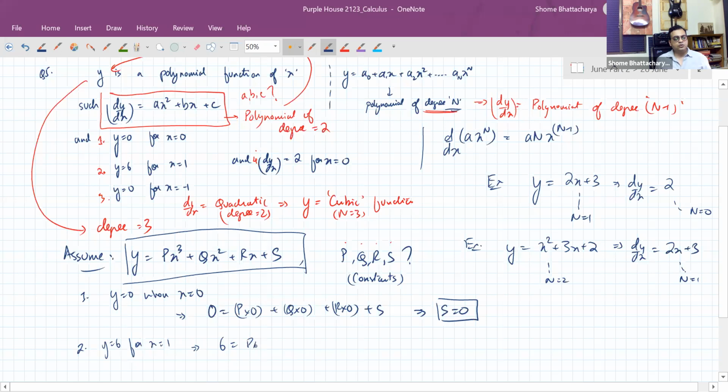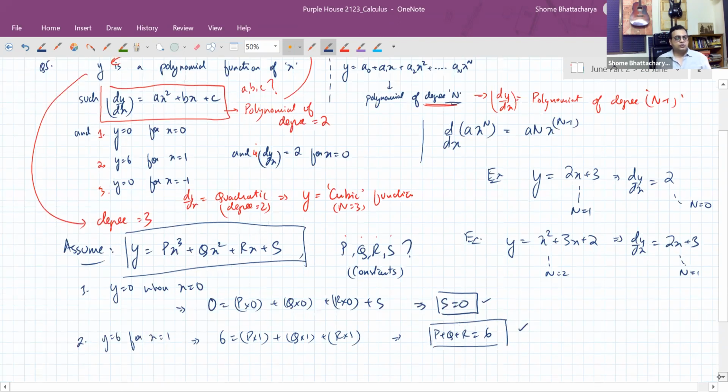So p into 1, plus q into 1 again, plus r into 1, and s is already 0, so I'm not substituting this because I've already taken s as 0. So this should be 6. So what equation is this telling me? That p plus q plus r, the sum of these three terms, is equal to 6. So this doesn't directly give me the values of p, q, r, but it gives me more information.